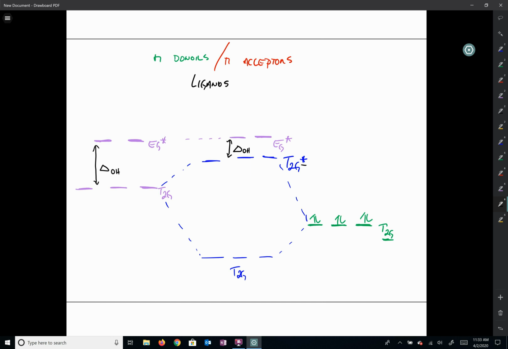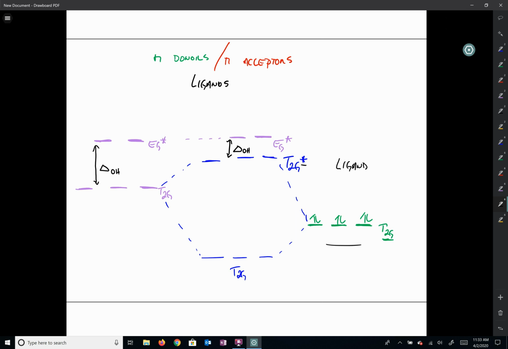So a couple things to pay attention to here. We have to have a filled T2G set on our ligands, right? Remember, this is our ligand side over here. And that has to be close in energy to the starting T2G set of the metal over here, right? So these have to be close enough in energy that we can form a bonding and an antibonding combination.